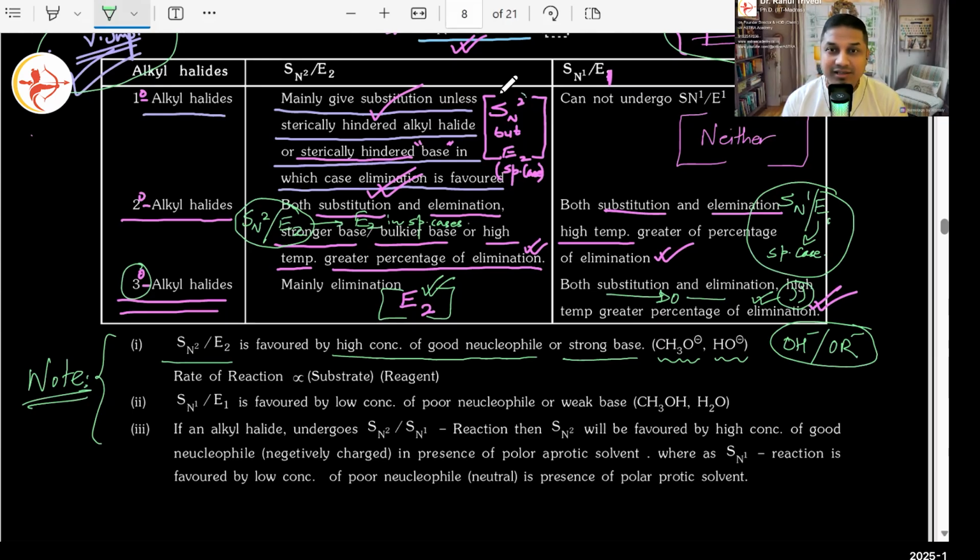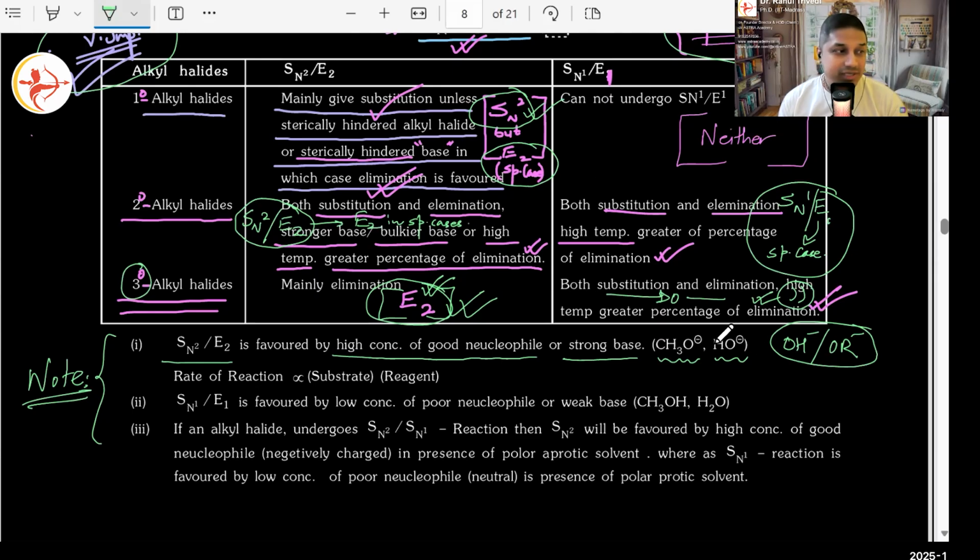Remember, here there is more chances of SN2. Here there is more chances of E2. I hope it is clear. In rare cases, E2 also can form here, but for that, the base has to be very big in size. Most of the time, they are not. Are we good? Yes.